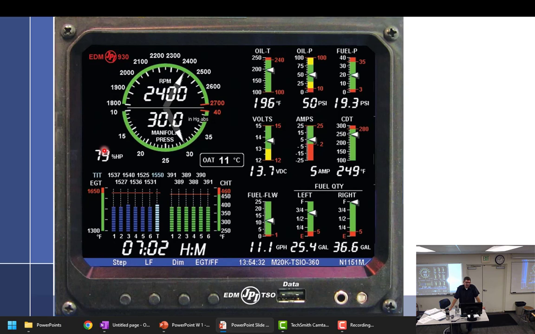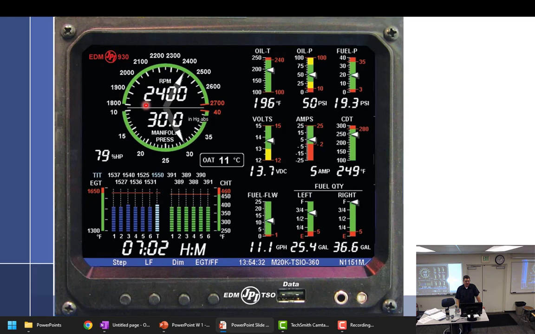You will burn less gas, and you can go faster and further. So to me, there's no real drawback. So what happens when you go up? As you start climbing, now when I'm climbing, I leave my throttle all the way wide open.